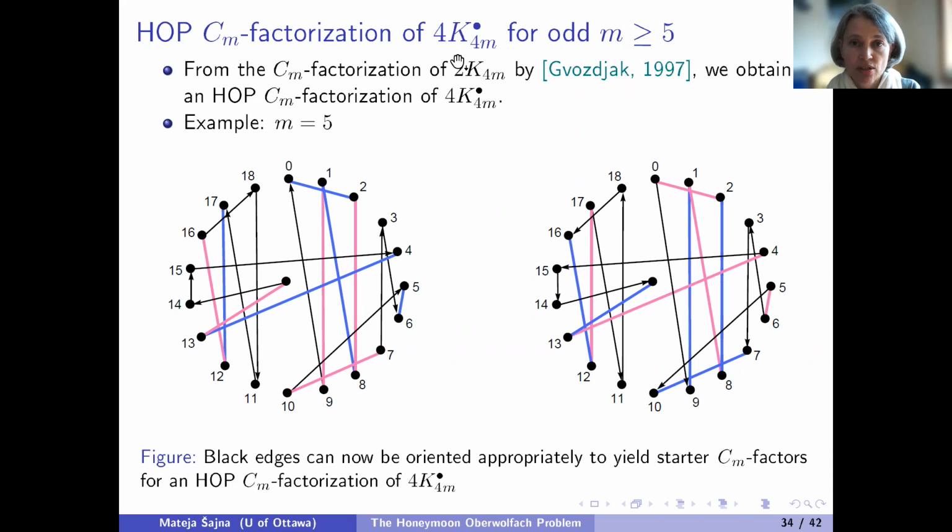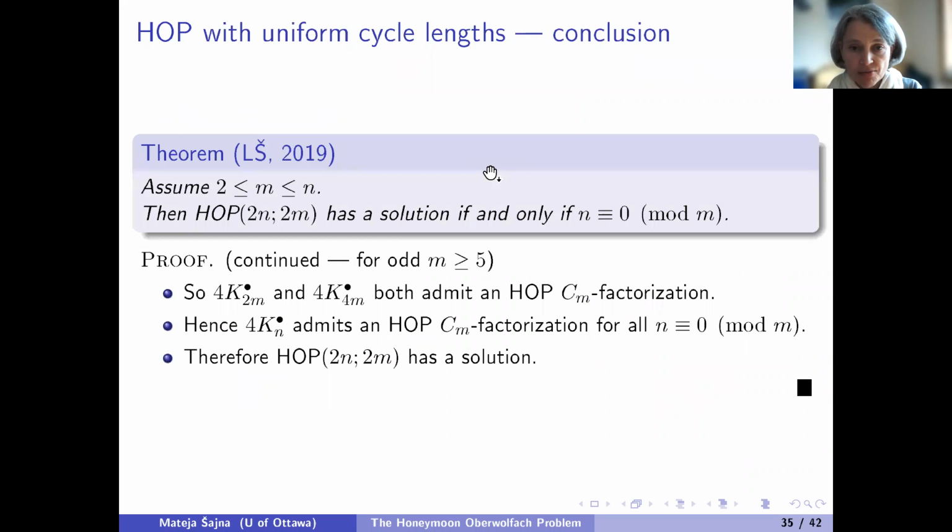And so this gives a solution for the fourfold K_4M. All right, so we have covered the two special cases. We have the reduction part, and therefore we have that the fourfold K_n admits an HOPCM factorization for all n divisible by m, and HOP with uniform cycle length has a solution.